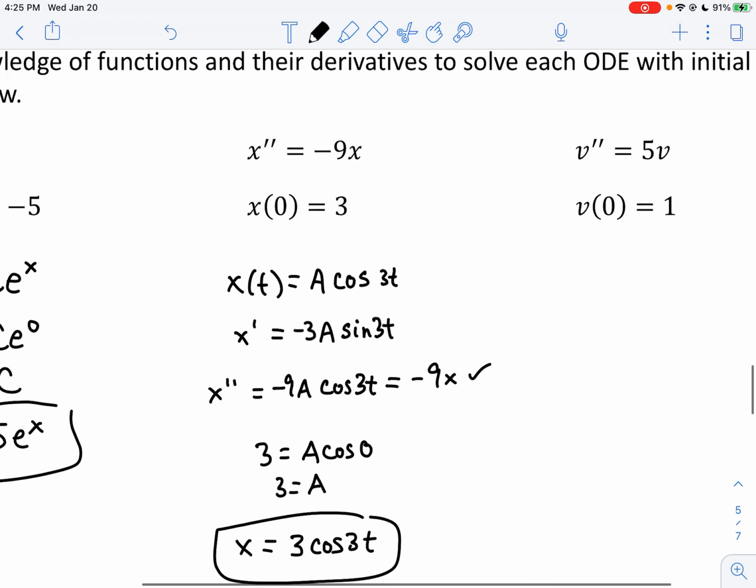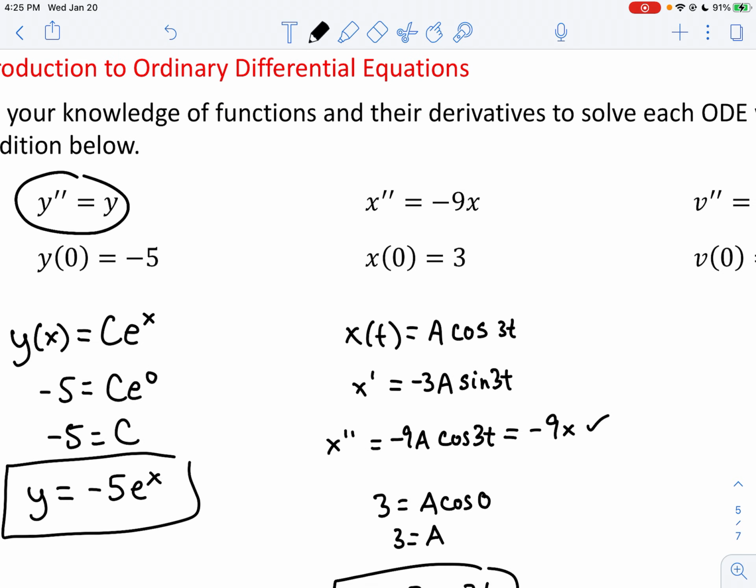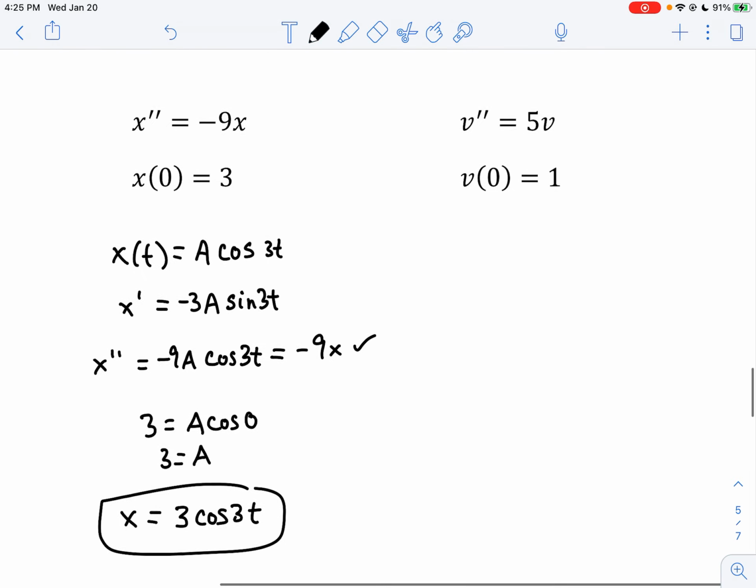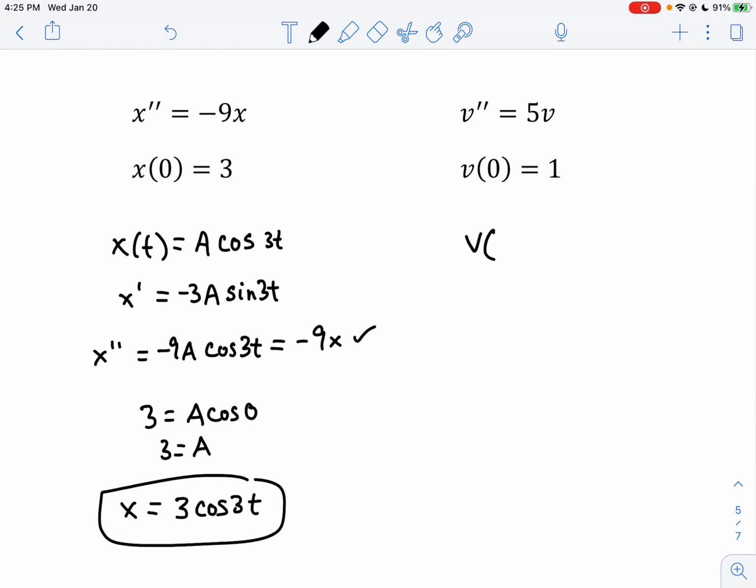And this last one, v double prime equals 5v. That looks a lot like this one over here, except there's a 5 in front. So I'm thinking along the same lines. Let's go back to x: v of x is equal to some constant times e to the, and I want the second derivative to produce a 5. So if I put a 5x here, then the first derivative will produce that 5 that I want. But I want the second derivative to equal 5v, not the first derivative. So I need the 5, because if I do a second derivative, that will produce a 25 in front.